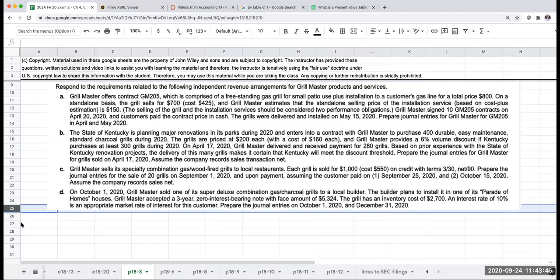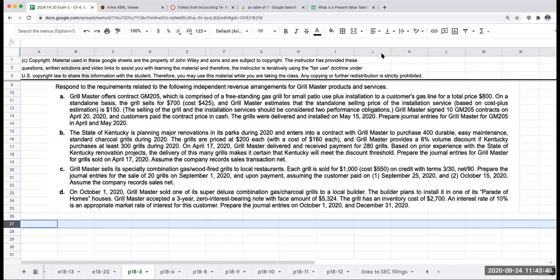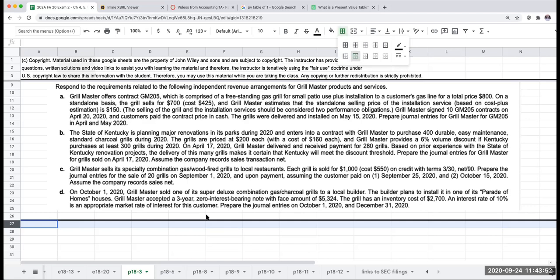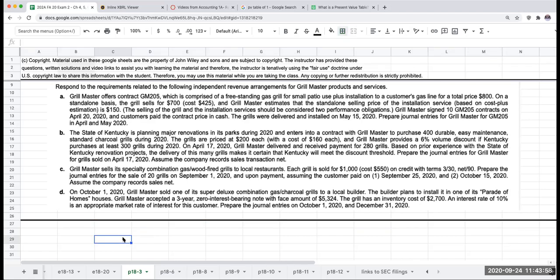The grill and the installation services are two separate performance obligations. Grill Master signed 10 contracts on April 20th, and the customers pay the contract price in cash. The grills were delivered and installed on May 15th. Prepare journal entries for Grill Master for April and May.